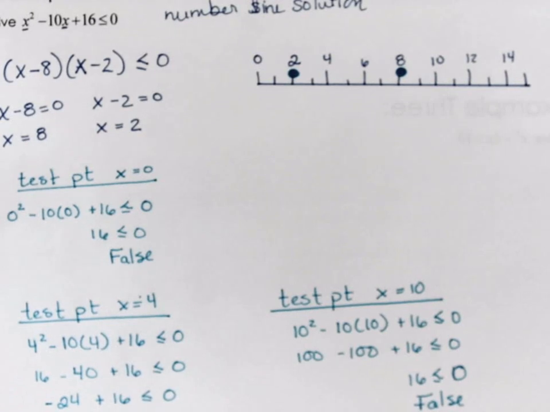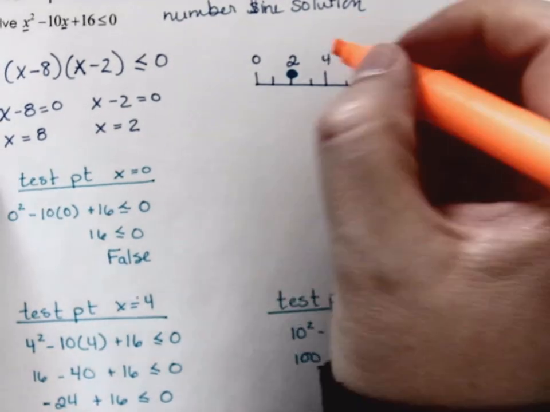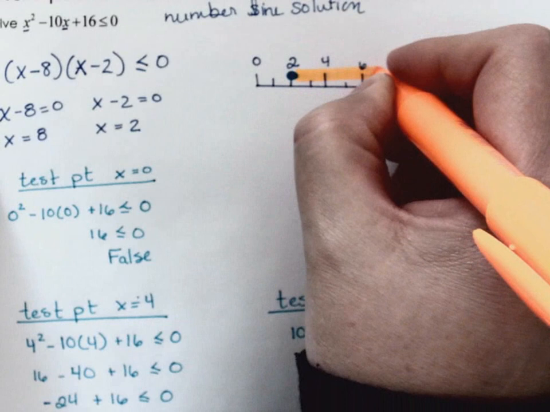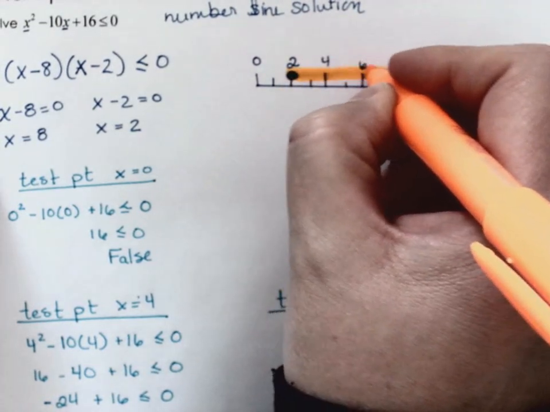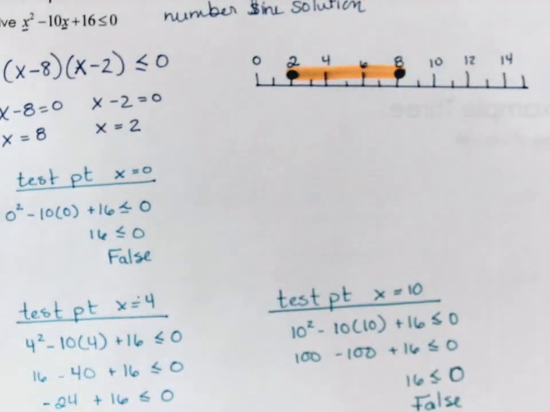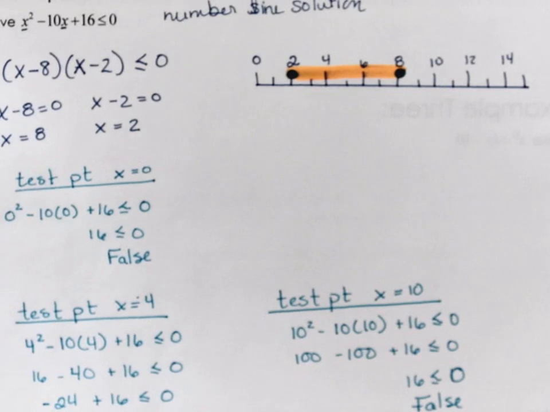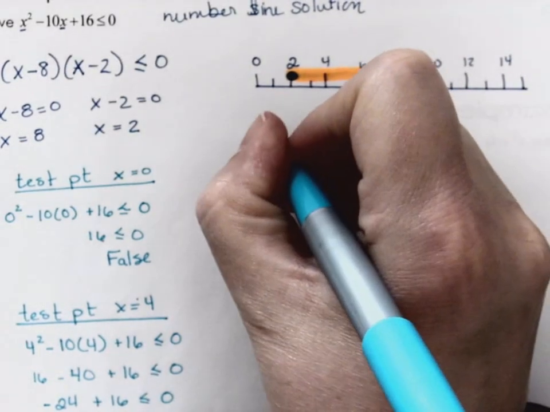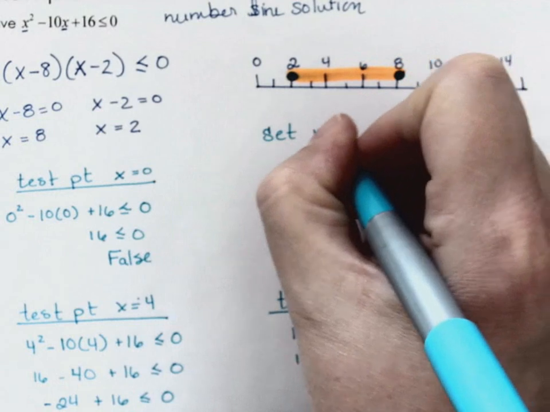So I'm going to put my answer. I know that my answers work between 2 and 8, and they also include the points 2 and 8. So I have to indicate on my number line that those points exist. Now we're going to write it as a domain statement as well. What we're trying to say is that x can be any value between 2 and 8, including both 2 and 8. We're going to do set notation, and no one likes set notation.